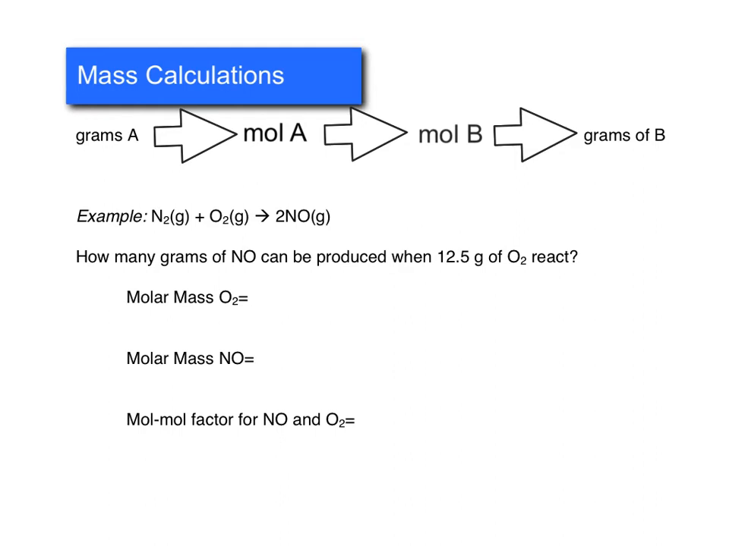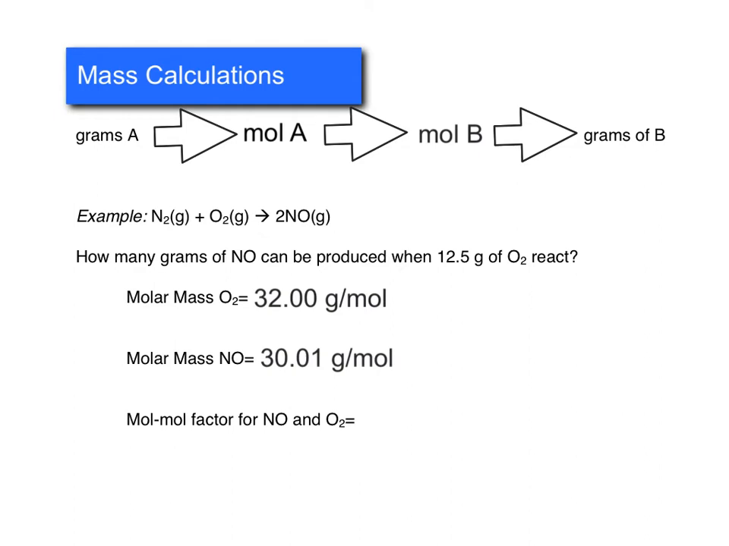So the molar mass of O2 is going to be 16 times 2, which is 32 grams per mole. And the mass of NO is going to be 16 plus 14.01, which is the mass of nitrogen, and that's going to give us 30.01 grams per mole for NO.